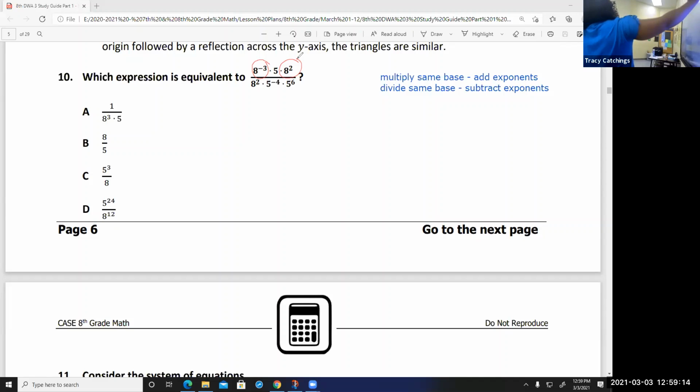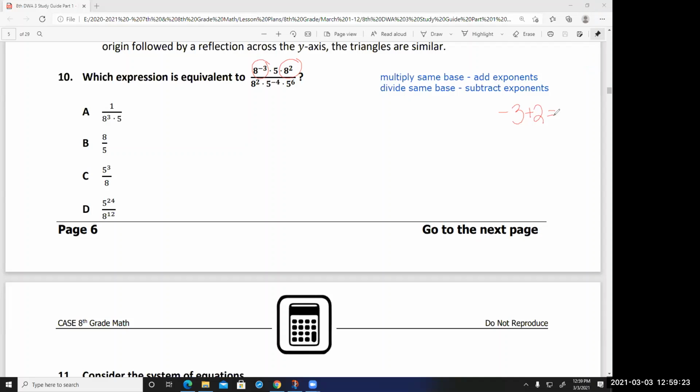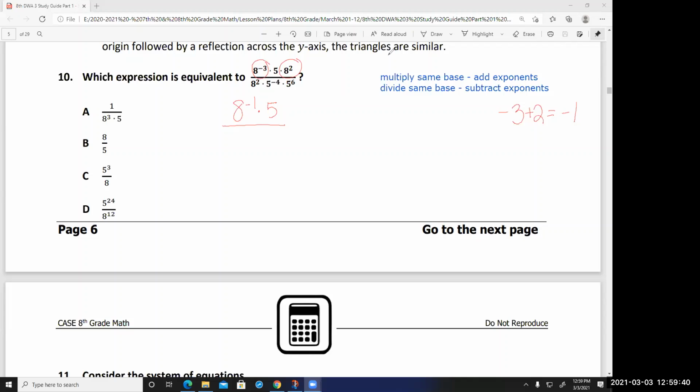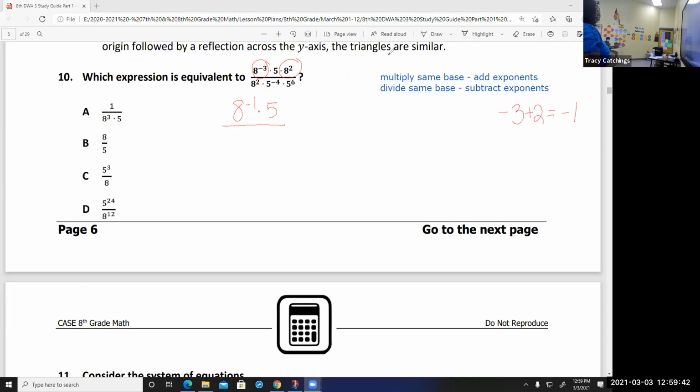We add the exponents. So negative 3 plus 2 is negative 1. Good job. So now we write that as 8 to the negative 1, and it still has the 5 on the top. So now let's look at that denominator. Is anything the same in that denominator? 5.